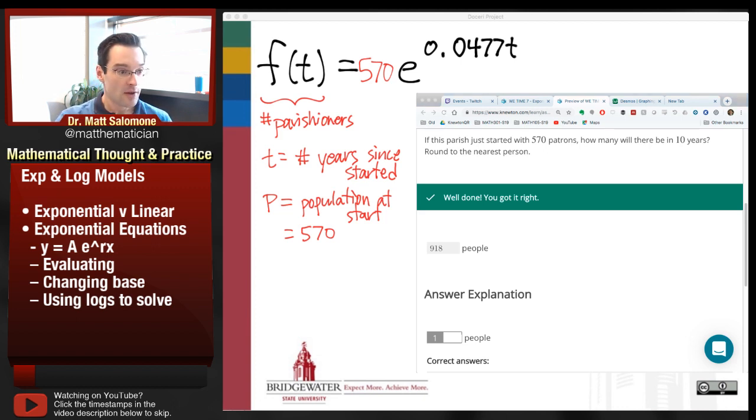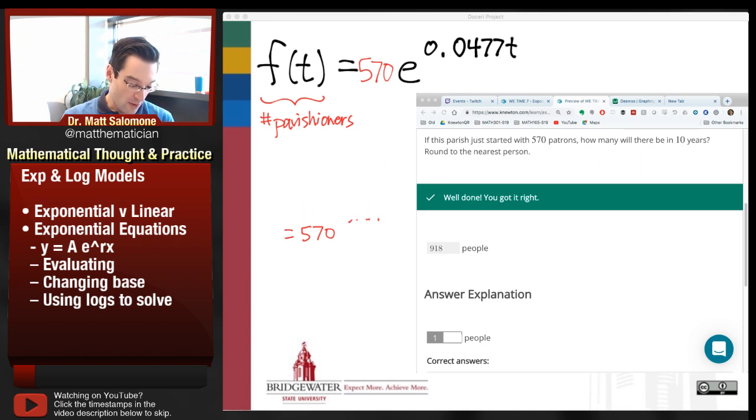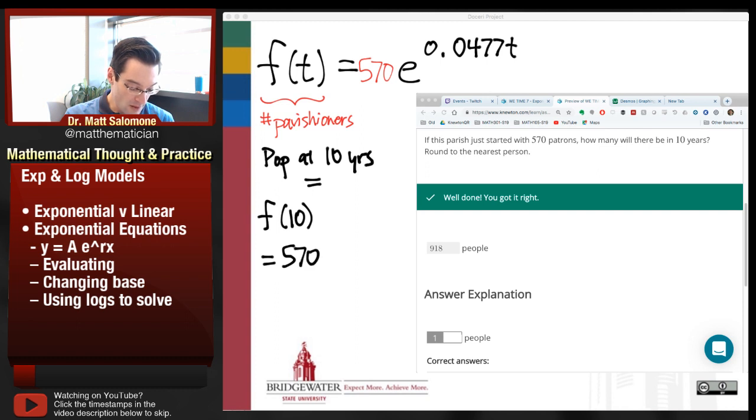So what did I do? What would I have needed to do here? I need to know how many parishioners there will be 10 years after the beginning. And that means that 10 is going to be a value for t in this example. So the population at the 10-year mark, at 10 years, is going to equal f of 10, which is 570 times e to the 0.0477 times 10.